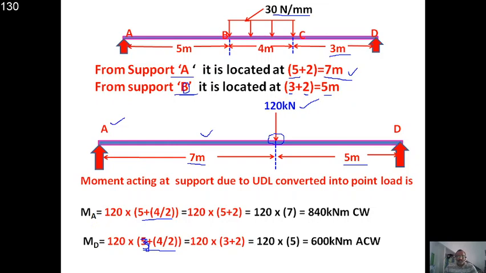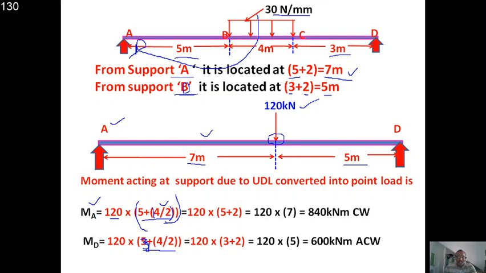Therefore MA, if I want to know the moment due to the UDL at A, how am I going to calculate? You simply calculate that the magnitude has been converted into 120, how I obtained it: 30 into 4, or 30 into 4000 divided by 1000. So I got 120 kilonewtons into this distance 5. I am taking the moment about A, hence 5 plus 4/2. So please remember the brackets. I took the length in total brackets, right? You should also do the same thing.